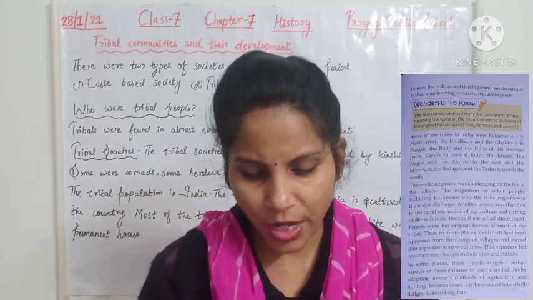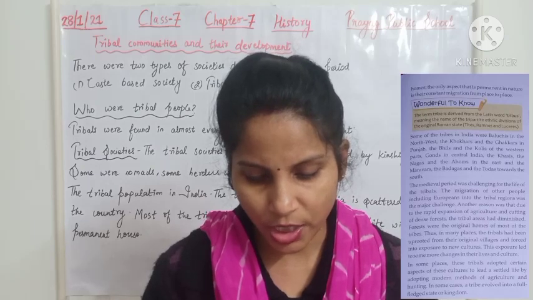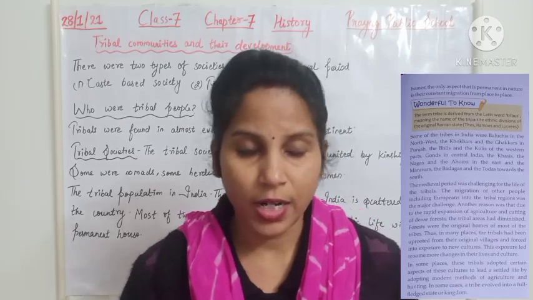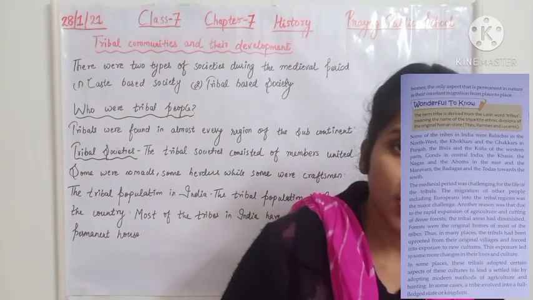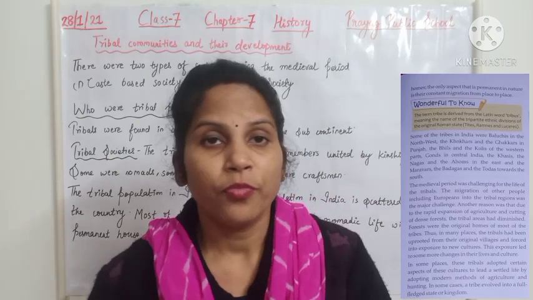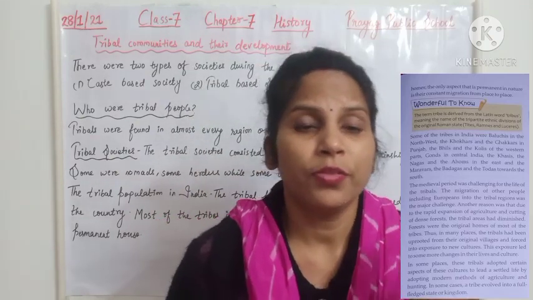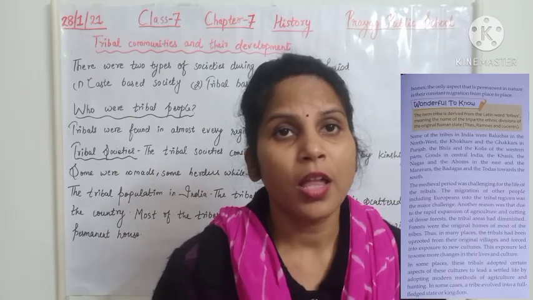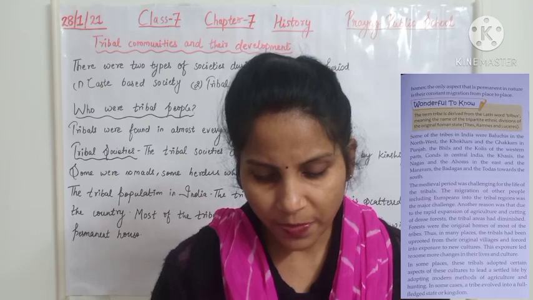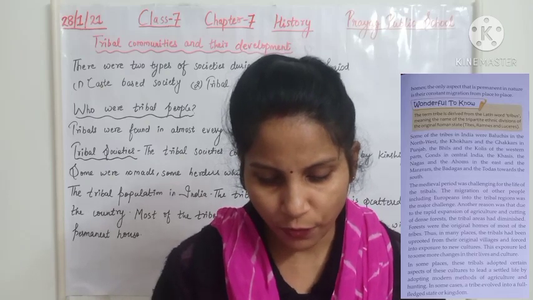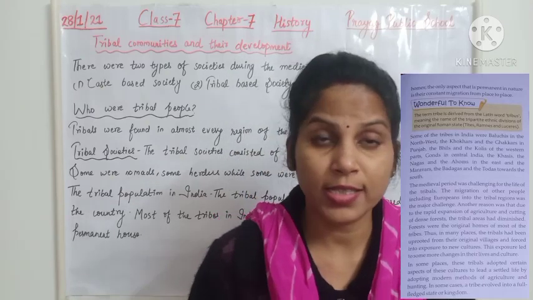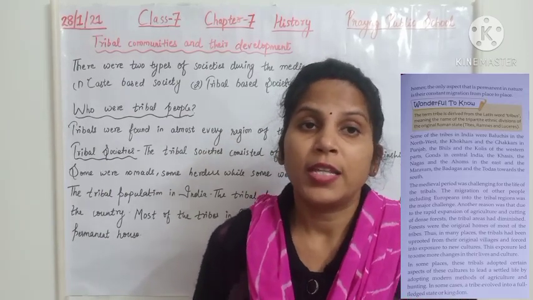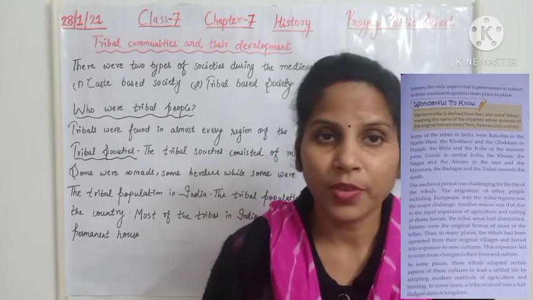In some places, these tribals opted certain aspects of this culture to lead a settled life by adopting modern methods of agriculture and hunting, and by shifting from forest to the well-settled area, they started modern techniques of agriculture, farming, hunting, then cattle rearing, etc. Okay. In some cases, a tribe evolved into a full-fledged state or kingdom, or we can say that the areas having a lot of tribal people developed into a state or a kingdom, right?